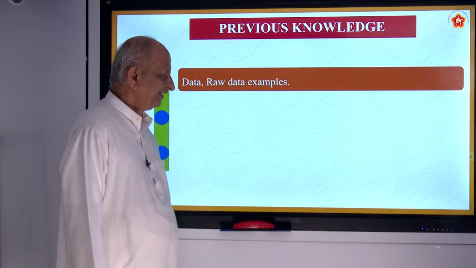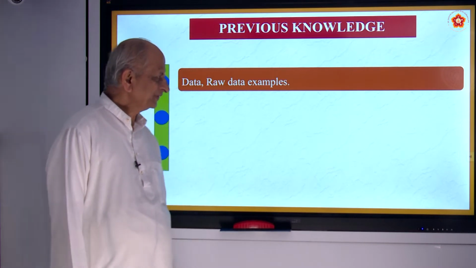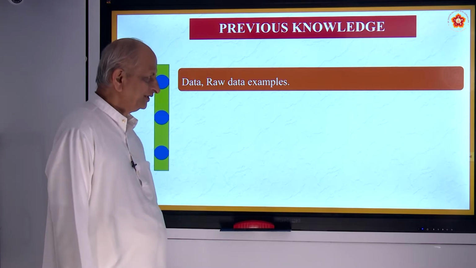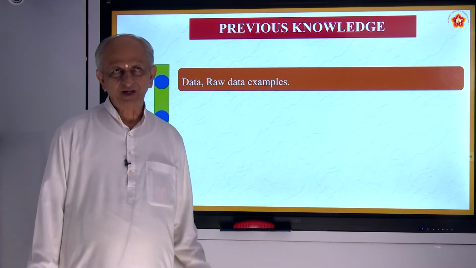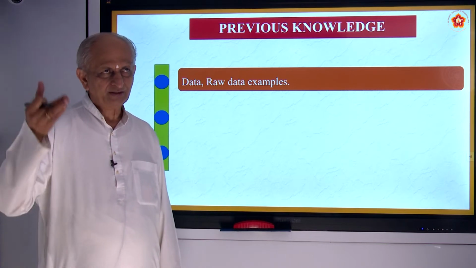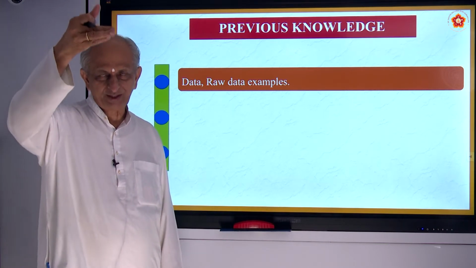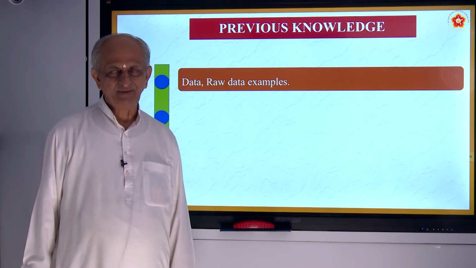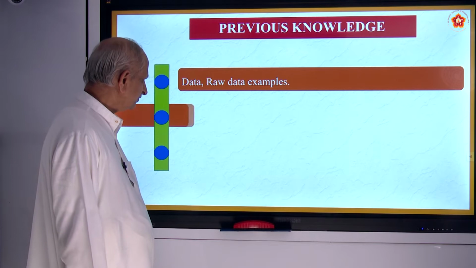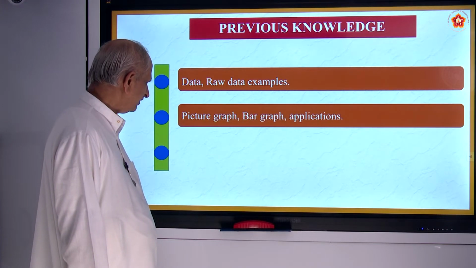So the collection of that data, the collection of those scores, is called raw data, meaning taking that information. It may be runs scored in a cricket match. It may be the bowling average. All those things are called examples of data.